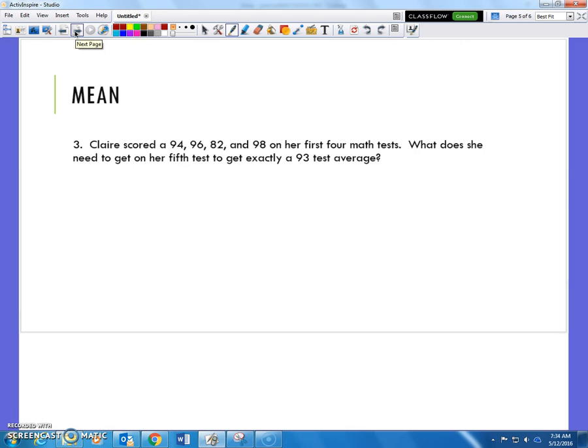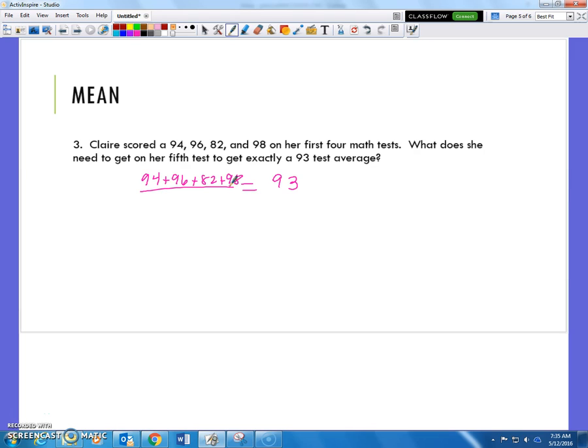We have another mean problem here. It says Claire scored these scores on her first 4 math tests. What does she need to get on her 5th test to get exactly a 93 test average? Okay, so for the average, we want it to equal 93. Right now we have a 94 plus a 96 plus an 82 plus a 98, and we need to get our average up to 93.